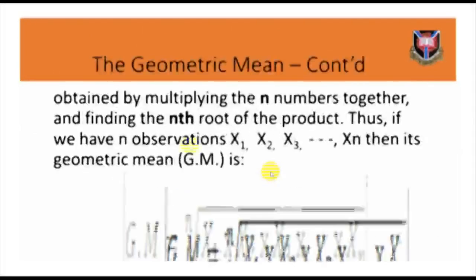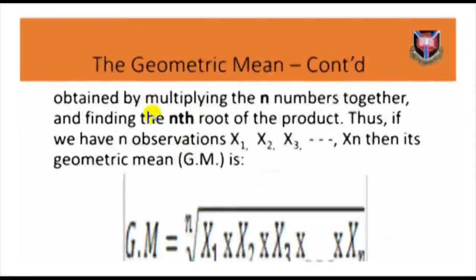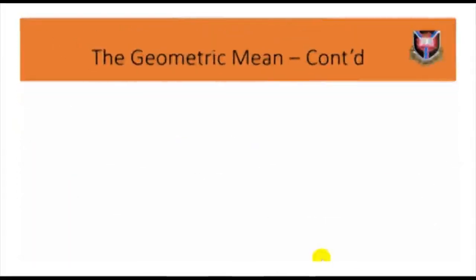Generally, the geometric mean of n numbers is obtained by multiplying the n numbers together and finding the nth root of the product. Thus, if we have n observations, x1, x2, x3 up to xn, then its geometric mean GM is equal to the nth root of x1 times x2 times x3 up to xn.